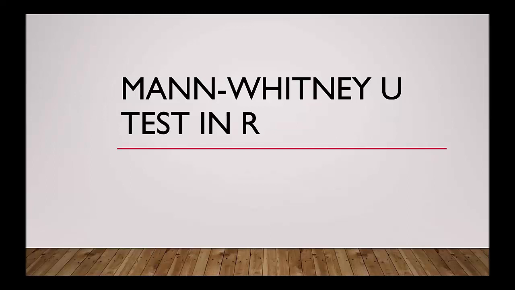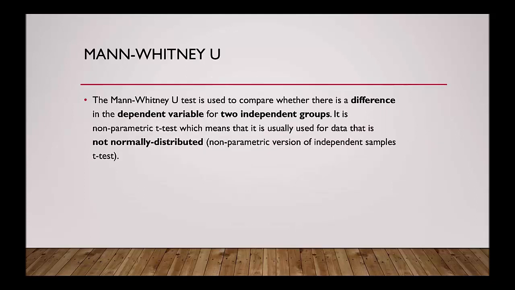This tutorial is going to demonstrate how to do a Mann Whitney U test in R. A Mann Whitney U test is used to compare whether there is a difference in the dependent variable for two independent groups. It is a non-parametric version of a t-test, which means that it's usually used for data that is not normally distributed.